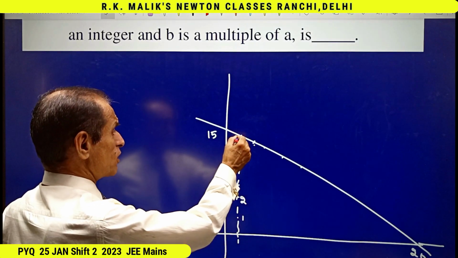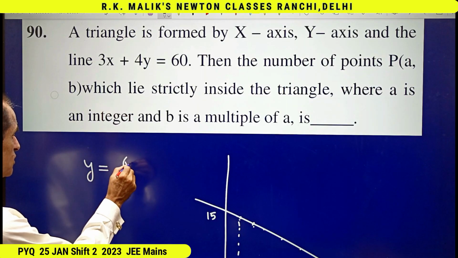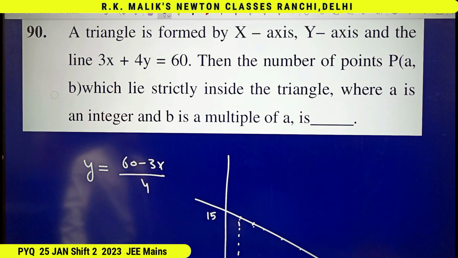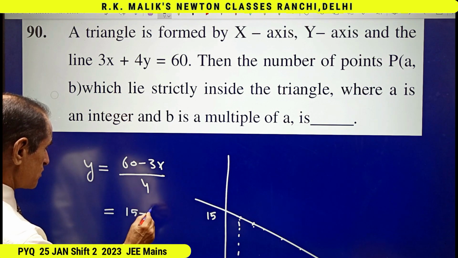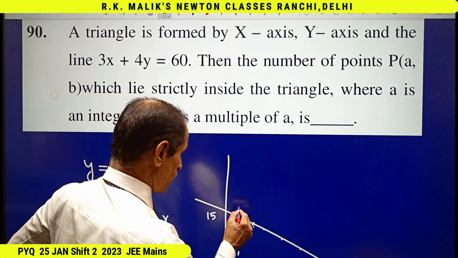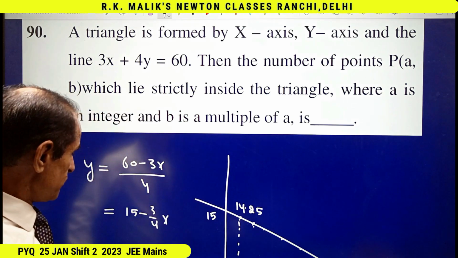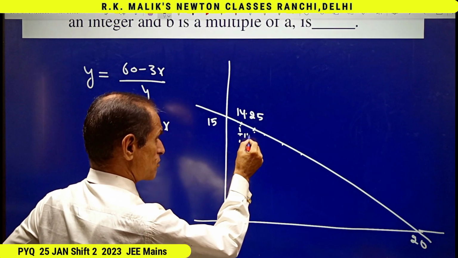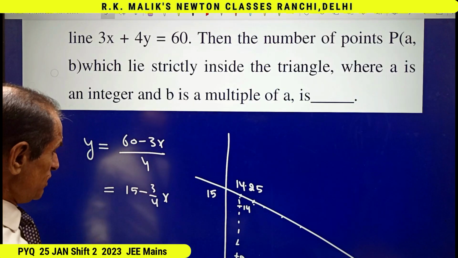And clearly the y coordinate of this point can be obtained from y equal to (60 minus 3x) by 4, putting x equal to 1 in it. That is equal to 15 minus 3 by 4 x. Clearly the y coordinate of this point will be 14.25. Therefore we will go up to 14. That is, there are 14 points on this line which satisfy the given condition.